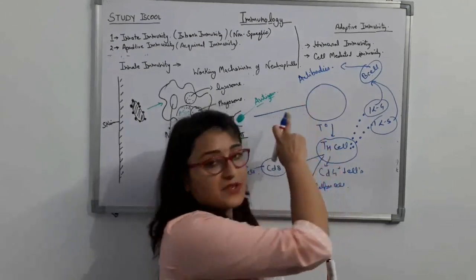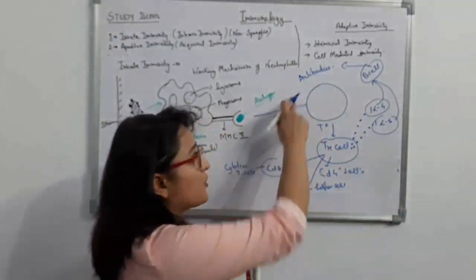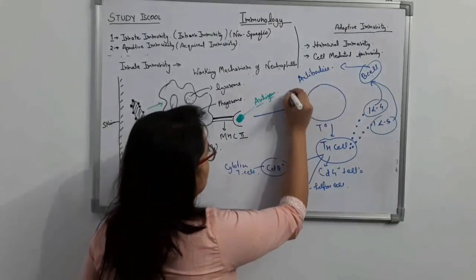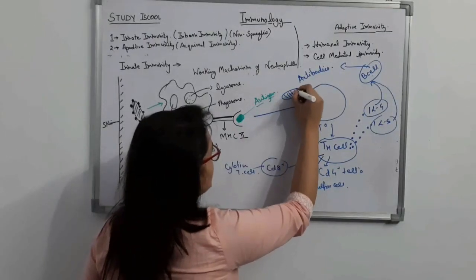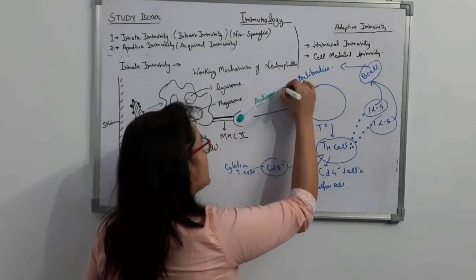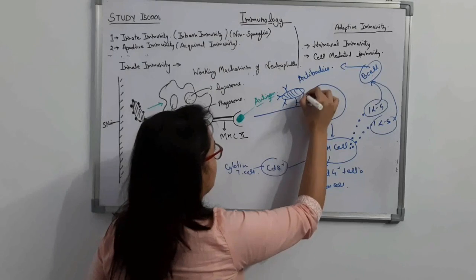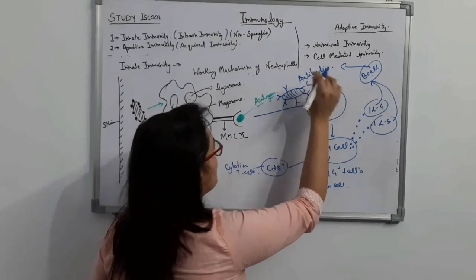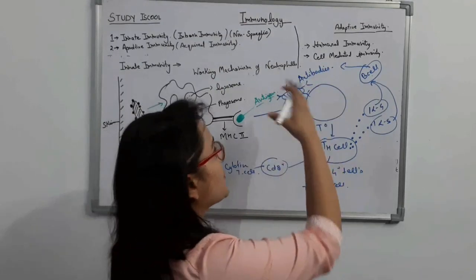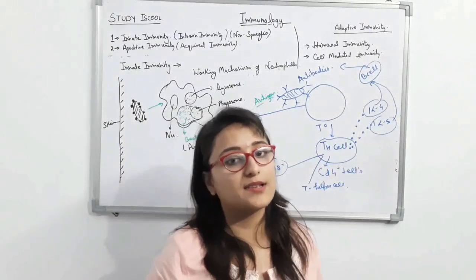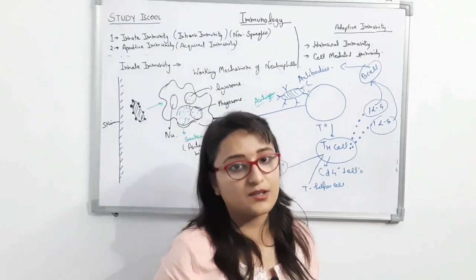Now with the help of these antibodies, the opsonization process occurs. Suppose it is a bacteria, all the antibodies finally kill the bacteria by the process of opsonization. This is an overall view of immunology. I hope you guys understand this topic. Now you can take a screenshot of that.